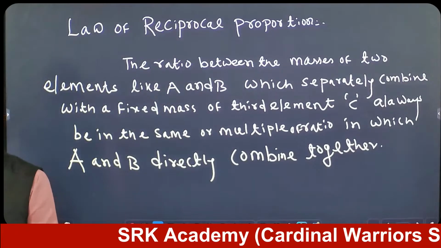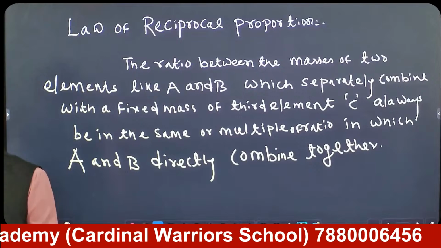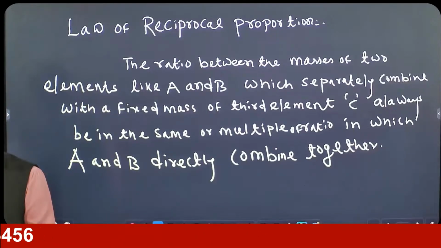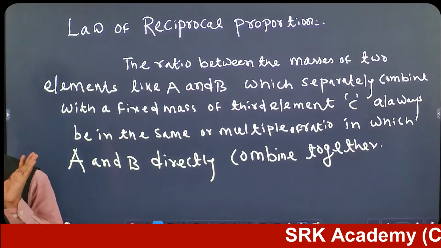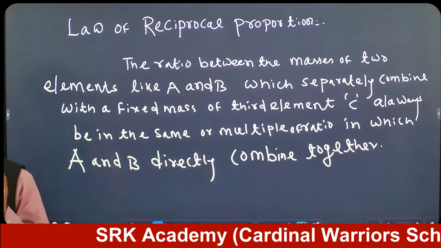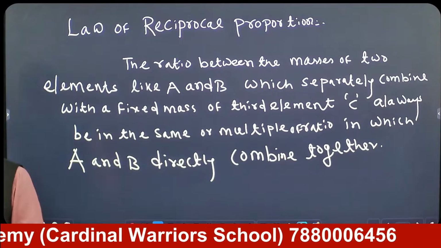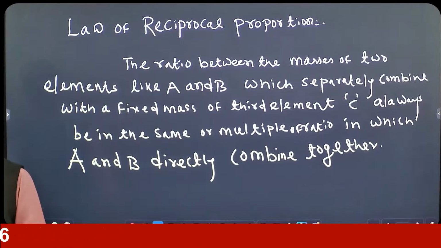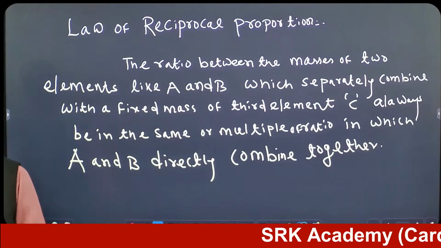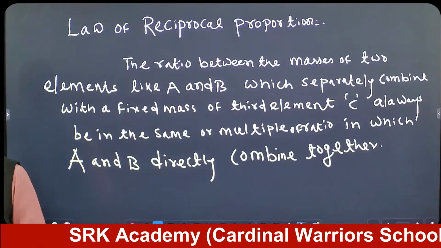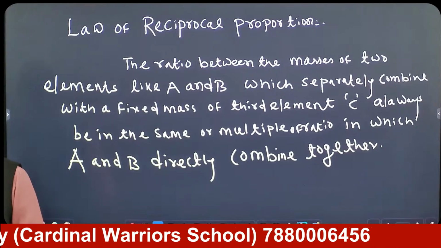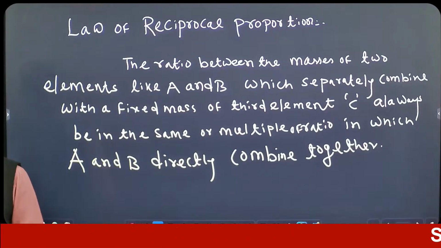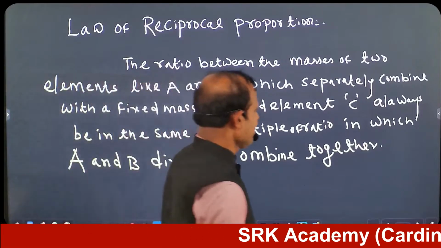I am taking three elements like carbon, hydrogen, and oxygen. Right? Carbon, hydrogen, and oxygen. Three. See, try to understand. The ratio between the masses of two elements A and B, which separately combine with the fixed mass of third element C, always be in the same or multiple of ratio in which A and B directly combine together. So let me explain this.